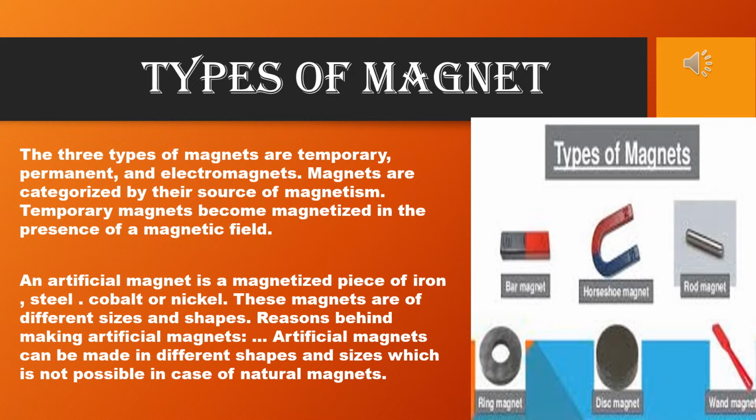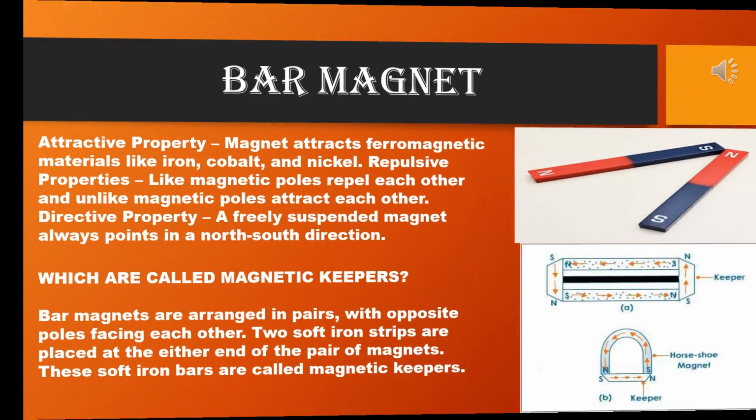Reasons behind making artificial magnets. Artificial magnets can be made in different shapes and sizes, which is not possible in case of natural magnet. Now see the diagram. Types of magnets are there: bar magnet, horseshoe shaped magnet, rod magnet, ring magnet, disc magnet, and the last one is another shape magnet. So these are the actual types of magnets. So let's discuss the types of artificial magnet in the next slide.